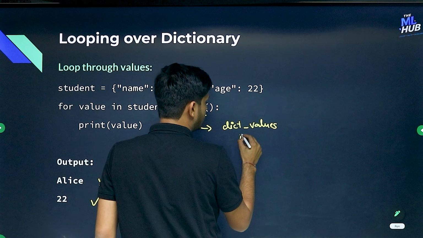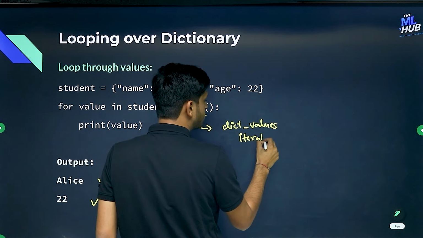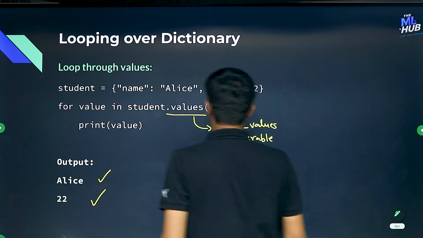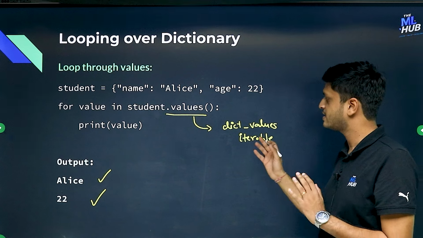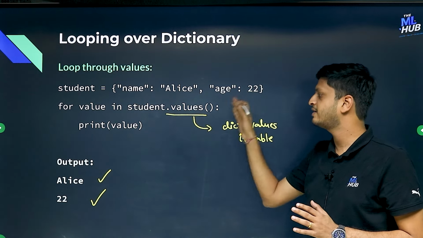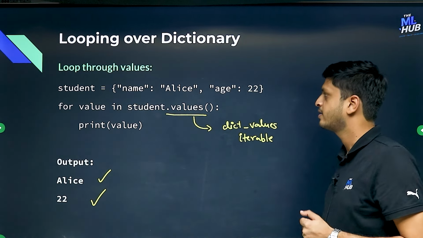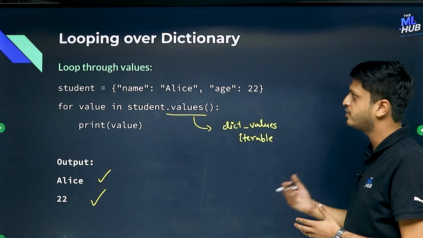Okay, which is an iterable. So it gives all the values one by one in that order. Okay, so it is an iterable and you can iterate over Alice and then 22 like that. Cool, so this is looping through values of a dictionary.